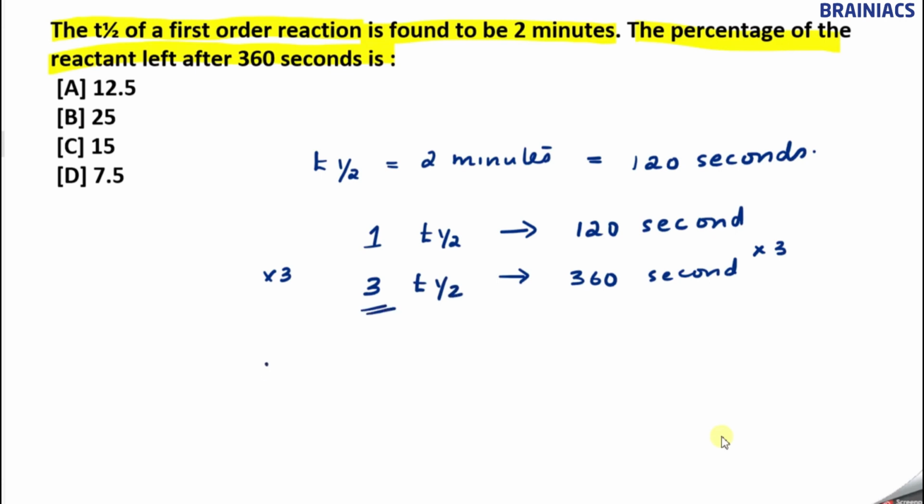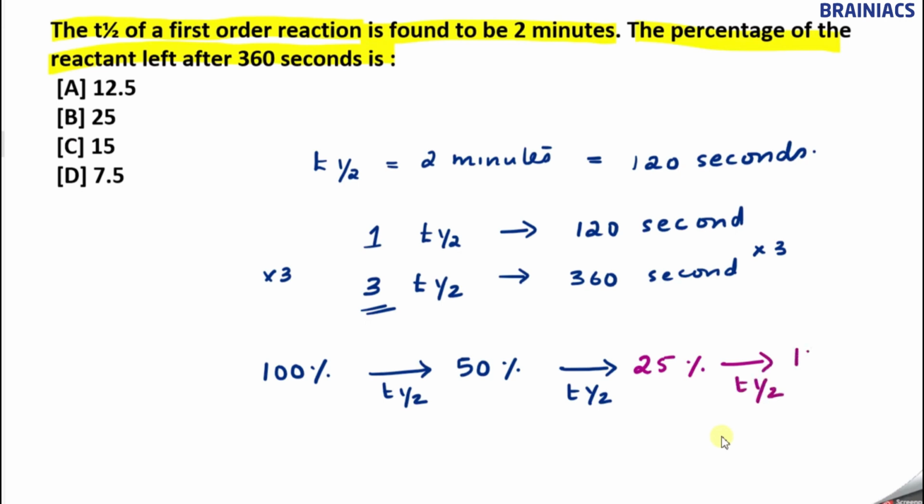So we know that initially 100 percentage was present. After the first t half is applied, this becomes 50 percentage. Now the next t half is applied, so this becomes, sorry, not 75, 25 percentage. It was wrong. Okay, so it is 25 percentage. Now we apply the third t half, so this becomes 12.5 percentage.